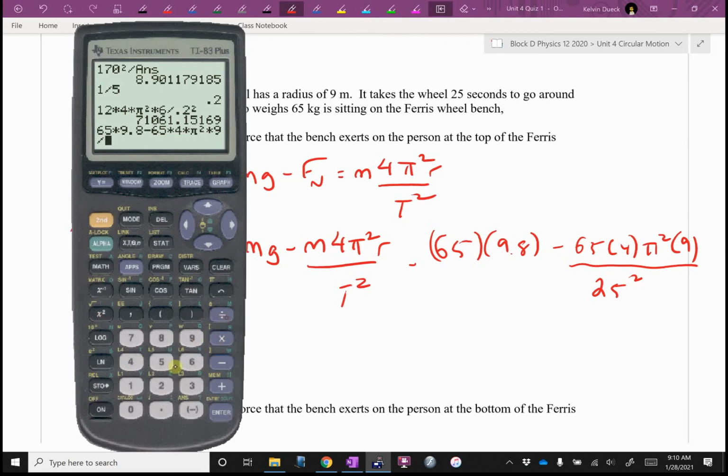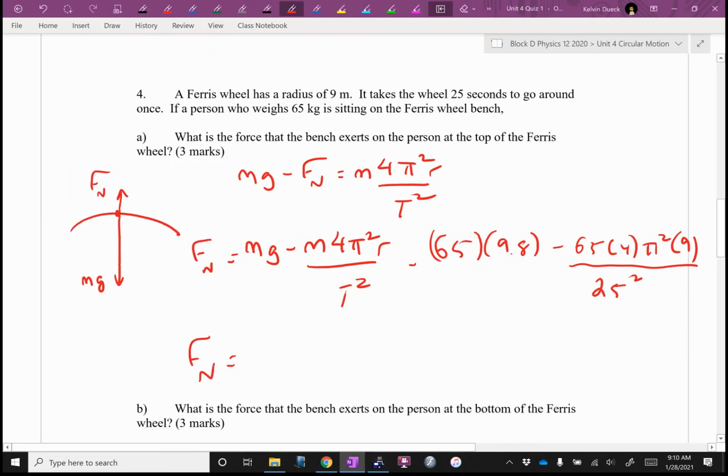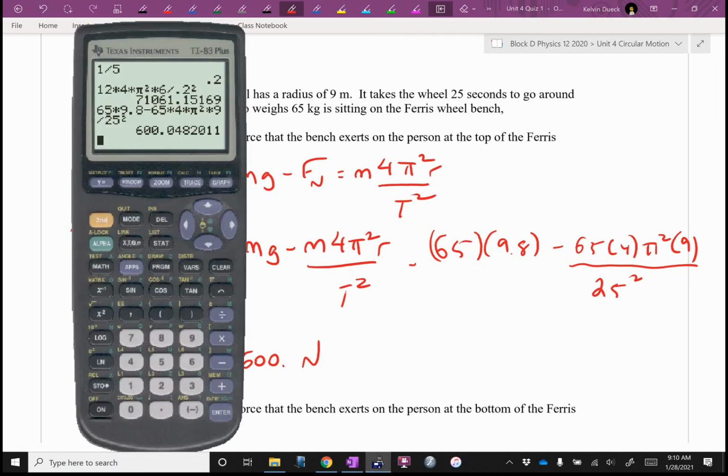What was that? Did I type that in right? mg minus m 4 pi squared r over t squared. Is it almost exactly 600? Yeah? That's a fluke. I'll take that. Nice answer. Just for giggles, if I divide by 9.8, at the top, they feel like they weigh 61 kilograms. Not a big difference. No, a Ferris wheel is a pretty tame ride.